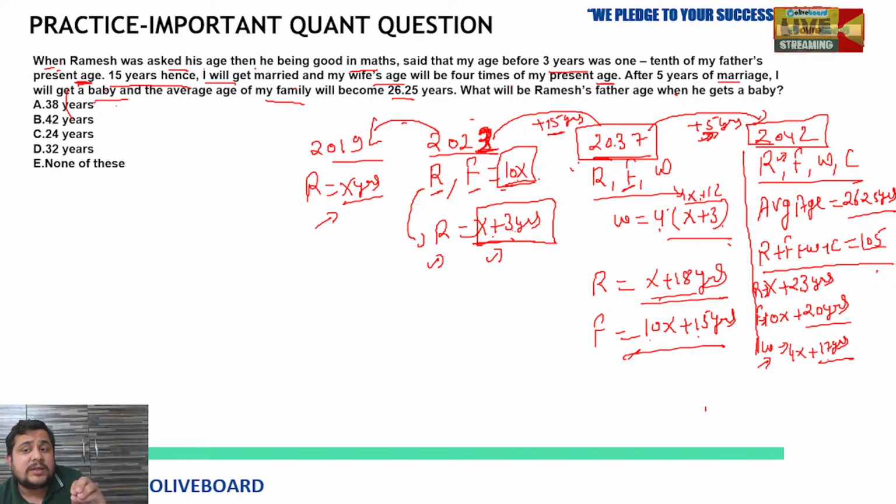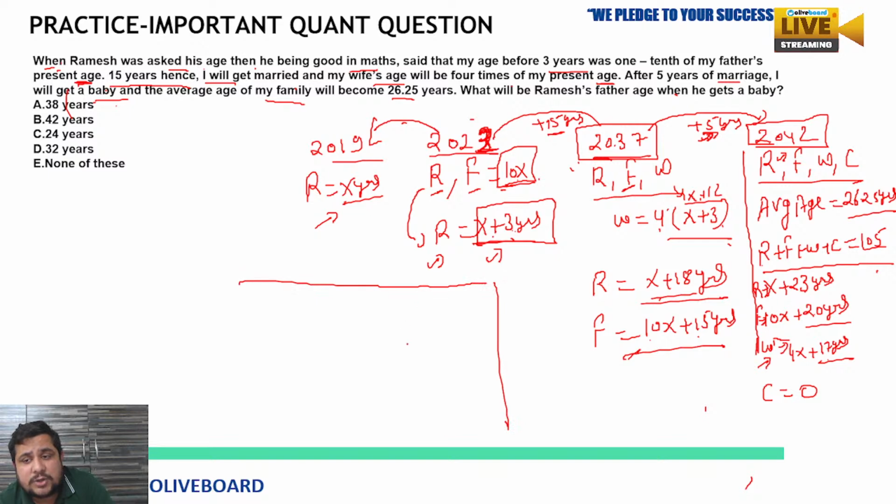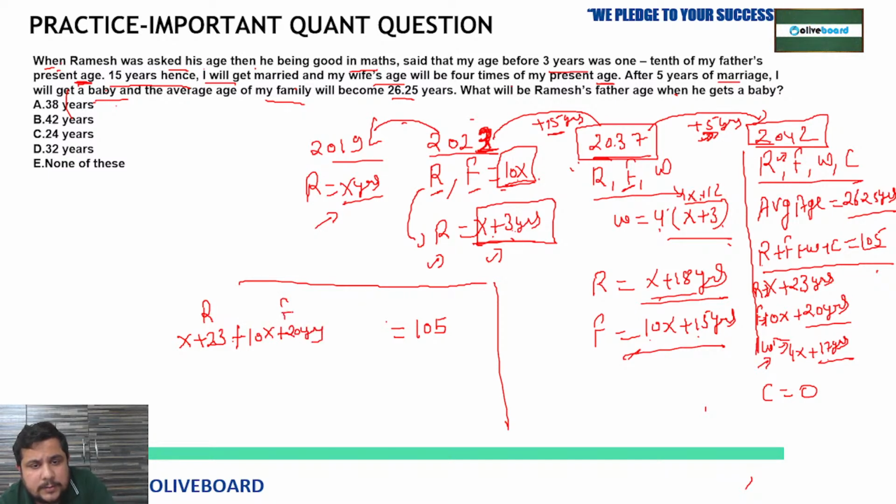Now, if I talk about 2042, his child's age would be 0. Now just talk about the complete age of the family. In this particular year 2042, the complete age of the family is 105, or not? Total. Ramesh is x plus 23 years old. His father's age is 10x plus 20 years. His wife's age is 4x plus 17. And the child, 0.